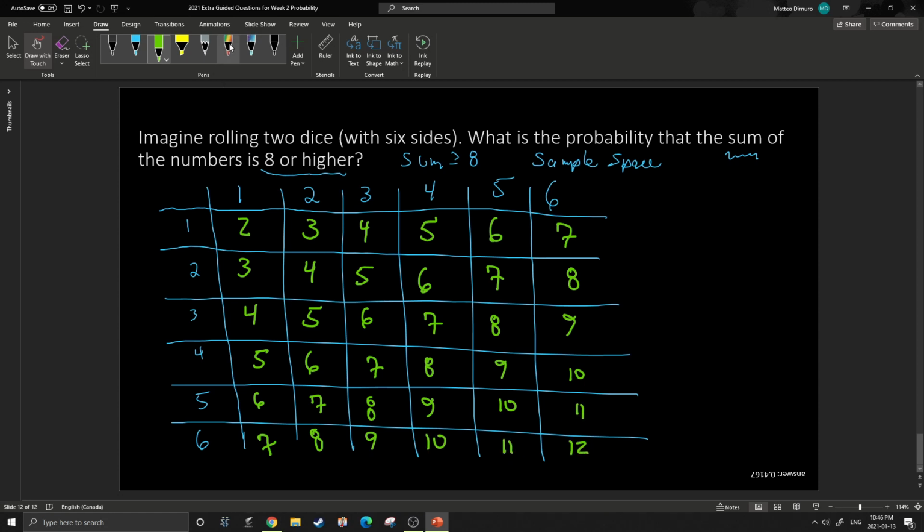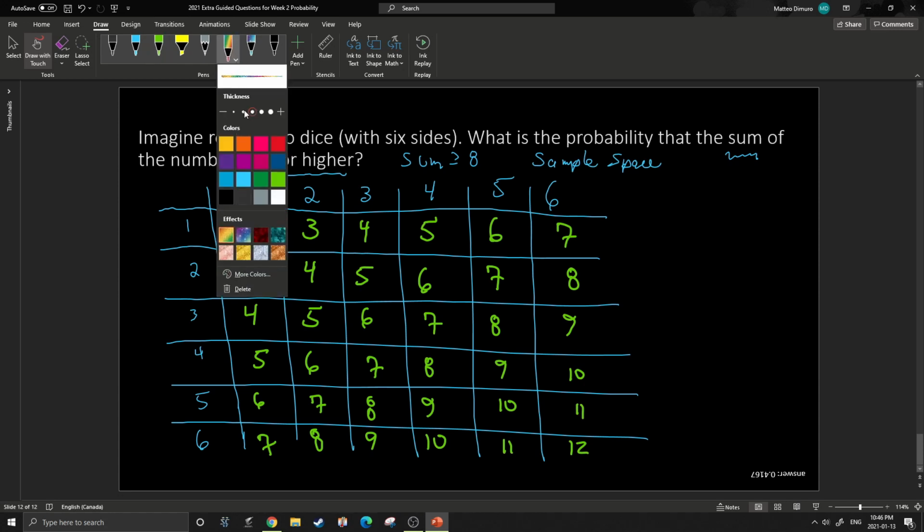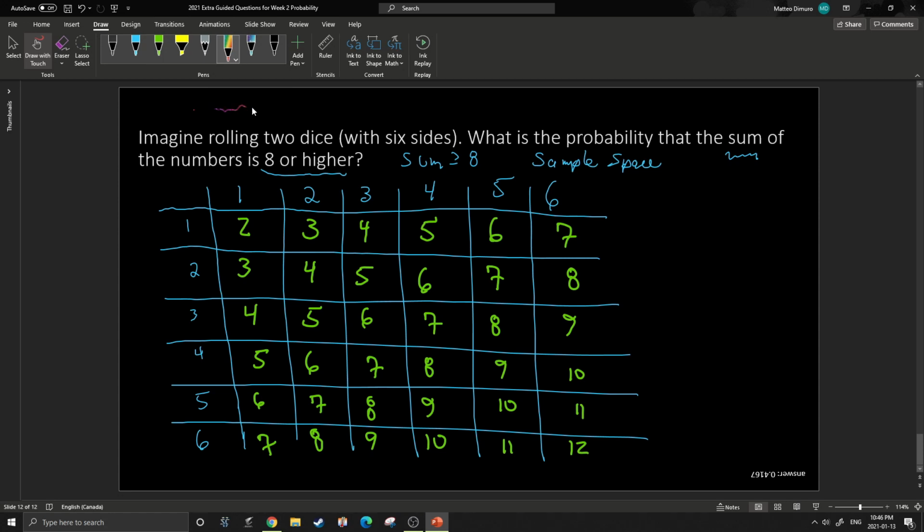Whew, that was hard. Now I'm going to use my special, a rainbow pen. I am loving this. That's great. So, how many possible outcomes are there? Well, 6 times 6 is 36, or you can count it up. There's six rows and 6 columns. So there's 36 possible things that can happen.